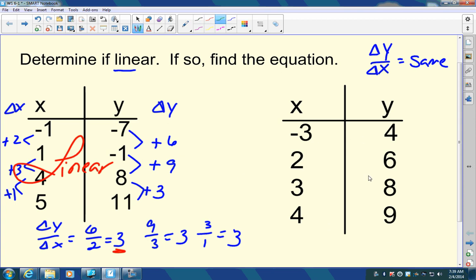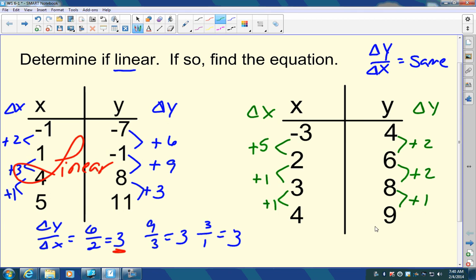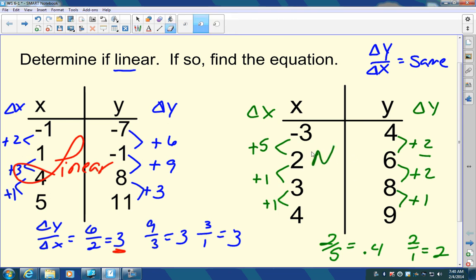Okay, so if I look at this second one over here, delta y is plus 2, plus 2, plus 1. Well, you have to check delta x. How do you get from negative 3 to 2? Plus 5, plus 1, plus 1. Uh-oh, Houston, we got a problem. 2 divided by 5 is, what is that? I think that's 0.4. 2 divided by 1 is 2. That doesn't work. So this doesn't work. And see how this is not a 1 the whole way down right here? It's not the same. It's not even going to be able to be quadratic. So in this case, it's neither, it's none, it's not linear.